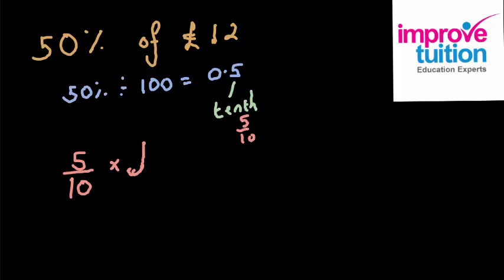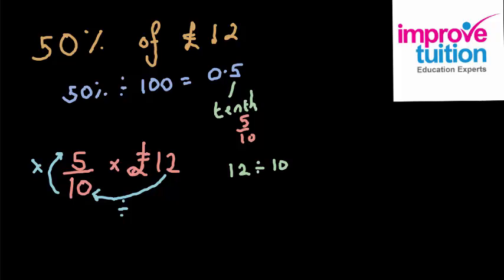What we do simply is 12 divided by 10, which is 1.2, and then times it by 5. So we divide and then times. So we do 12 divided by 10 times 5. Just write that down. That gives us £6.